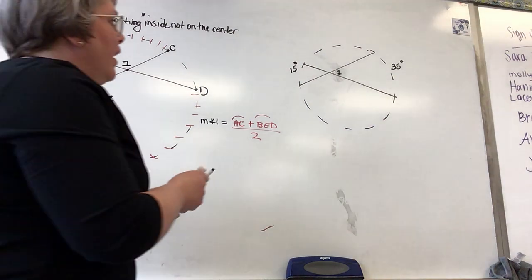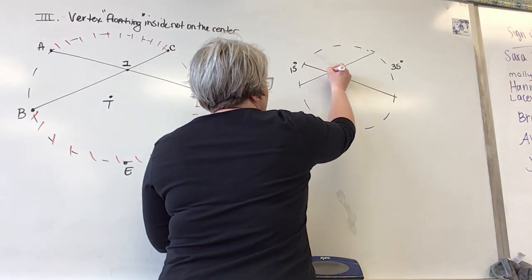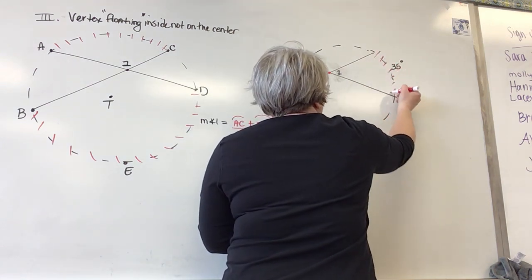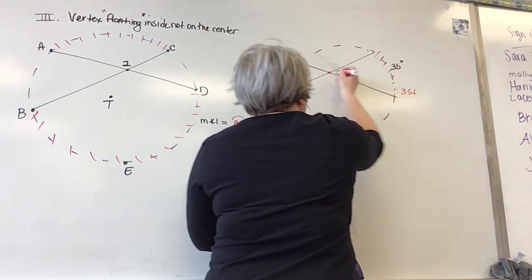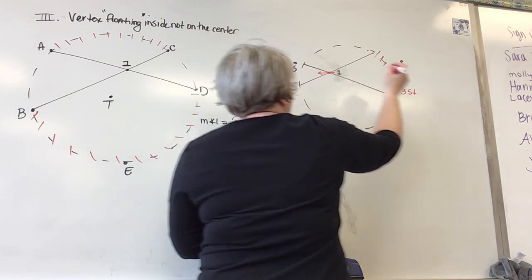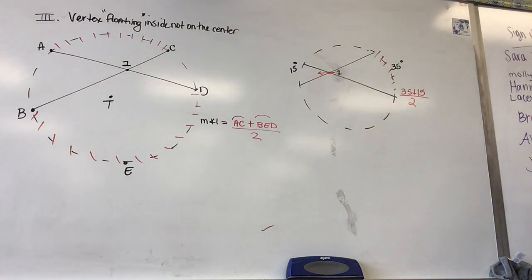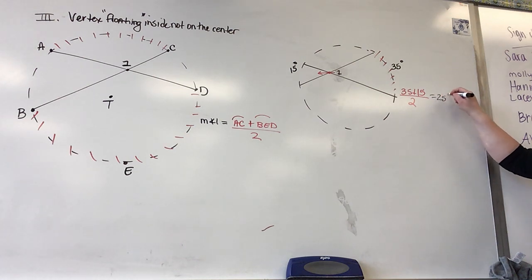So to find the measure of an angle whose vertex is not in the center, you find his arc, which is 35. You find his vertical partner's arc, which is 15. And you always do PEMDAS, you always add first in the numerator and then divide by 2. So 35 and 15 is 50, divide by 2 would give me a nice 25 degrees.